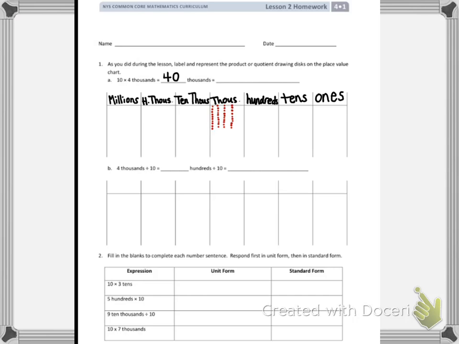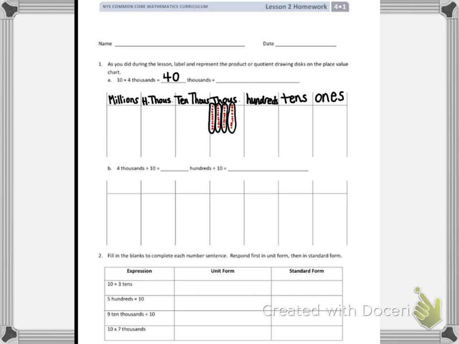Keep in mind, when you have 10 of one unit, you can bundle it and move it to the next unit or the next column. So that's what we're going to do now. We're going to take bundles of 10 and move it to the next column to the left, which is the 10,000s column.